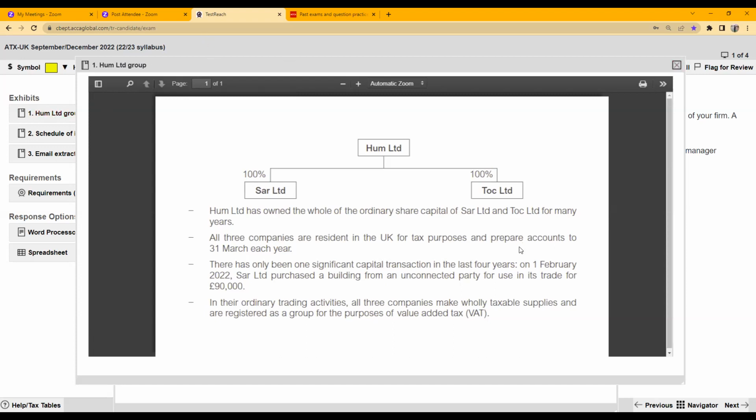As we have read the requirement, two key takeaways from this exhibit are: number one, SAR company purchased an asset on 1st Feb 22 for 90,000. Number two, all of the companies are registered for a single VAT group. These are the two keynotes.